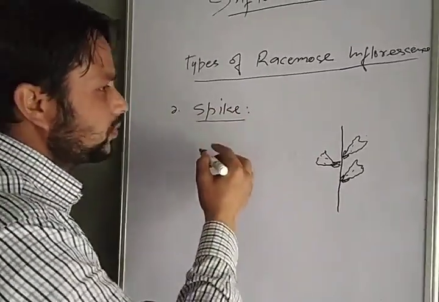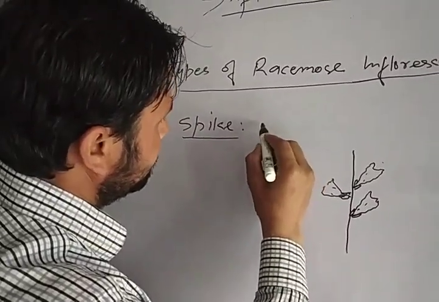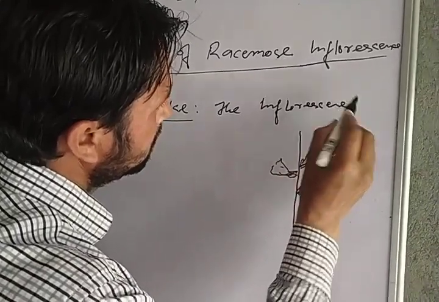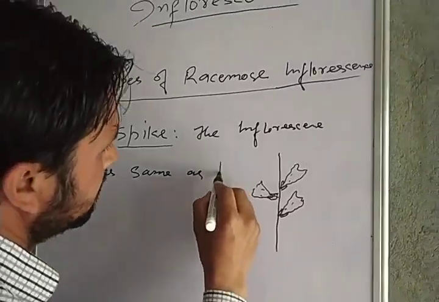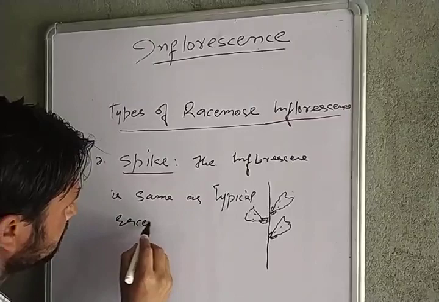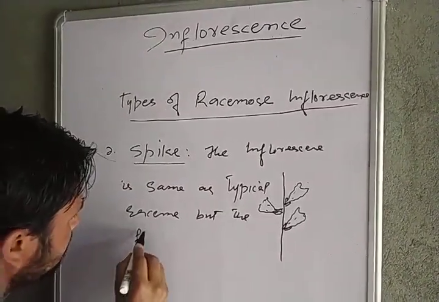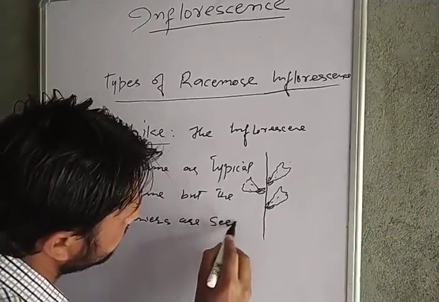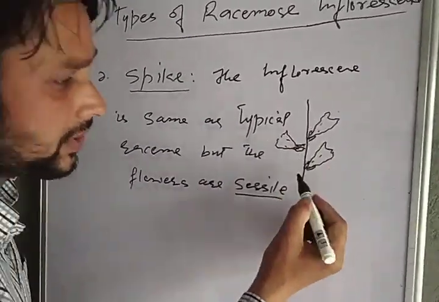If we write, we can say the inflorescence is the same as a typical raceme, but the flowers are sessile. This is the condition. Flowers are sessile. Flowers remain sessile.